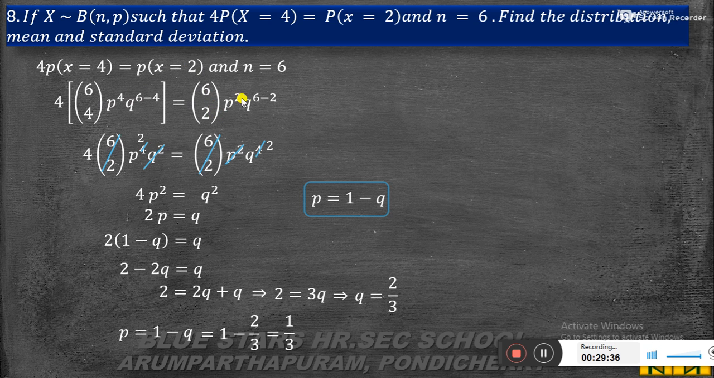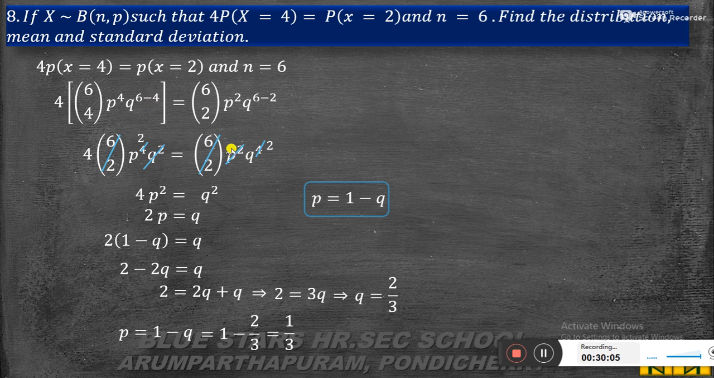6C2 p square q power 6 minus 2. So in the next step, 4 into 6C4, I write this 4. The 6 minus 4 is 2. So 4 into 6C4 p power 4 q power 6 minus 4, which is q square, equal to 6C2 p square q power 4 on the right-hand side.